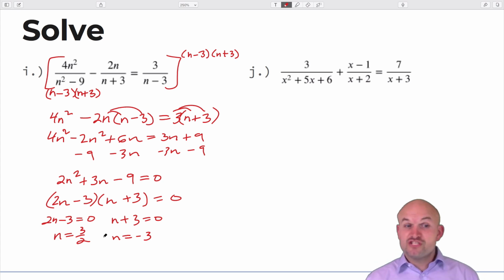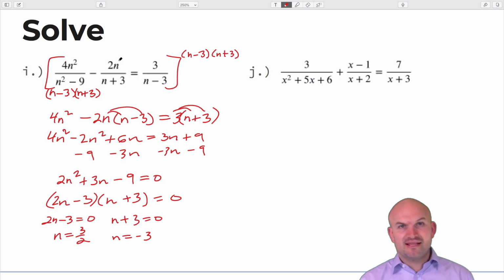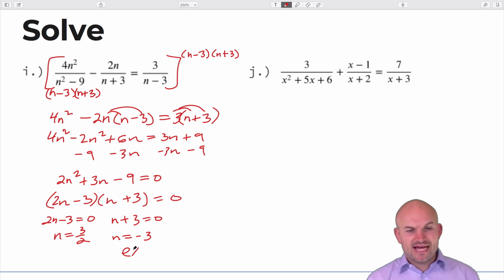Therefore, now let's go and check our solutions, make sure that they both work. However, when I plug -3 back into this equation, you can see it's going to make this fraction 0. So therefore, that is extraneous. And there's only one solution, positive 3/2.